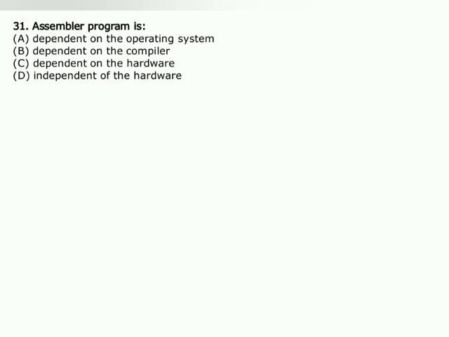Assembler program is... whether it is dependent on OS, dependent on compiler, dependent on hardware, or independent of the hardware. An assembler translates mnemonics such as jump, move, add, etc. from an assembly language into instruction format. Machine instructions are entirely dependent on the hardware. So they represent the hardware or CPU instruction set. That's why the assembler program is dependent on the hardware.